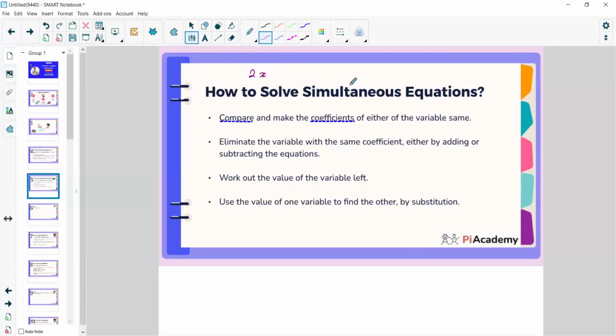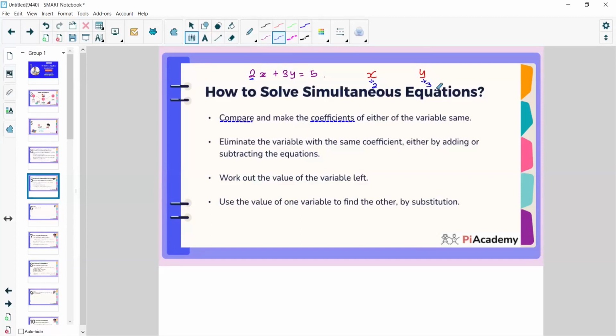Very good, Faris. So suppose I have an equation 2x plus 3y equals 5. Over here, coefficient is nothing but the number in front of the variable. So for this equation, I have two variables, x and y. What is the number in front of x? It's 2. So the coefficient of x is 2. What's the number in front of y? It's 3. So the coefficient of y is 3.